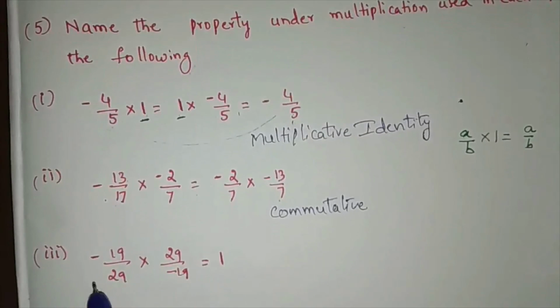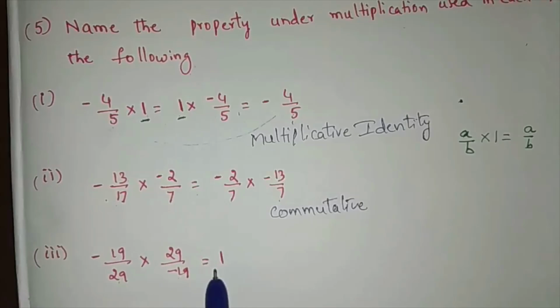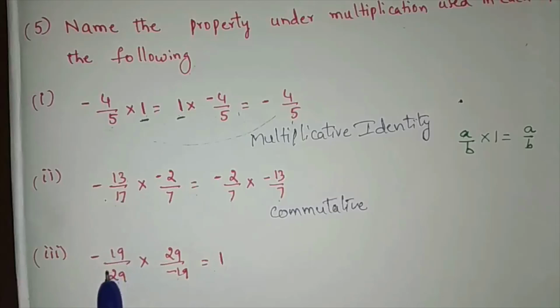Okay, let's move on to the third one. Minus 19 by 29 into 29 by minus 19 is equal to 1. Here minus 19 by 29 is multiplied by its reciprocal 29 by minus 19, and the product of this rational number and that rational number is 1. So this is the multiplicative inverse.